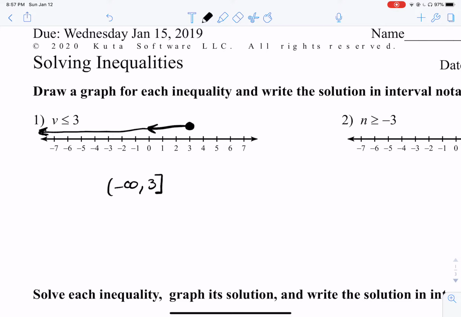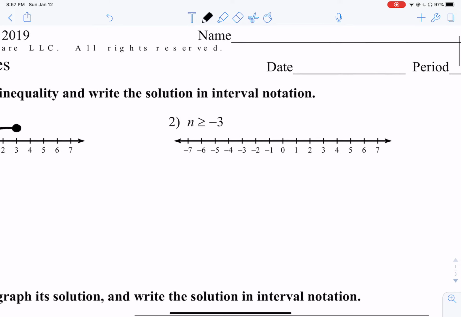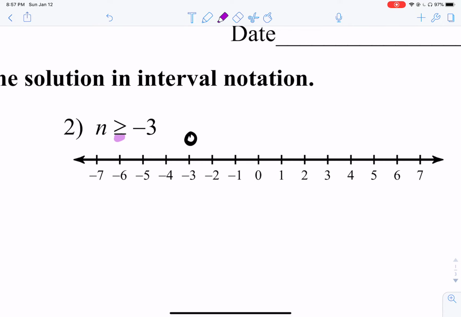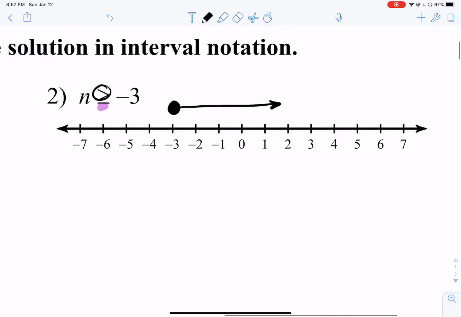Now for number 2, the same situation, we're going to start at negative 3, but because again it's going to equal that, let me just zoom in a little bit more. It's going to equal that. We're going to close this circle, use a complete circle, and then go to the right since we want the numbers that are greater than that value. So negative 2, negative 1, 0, and so on.